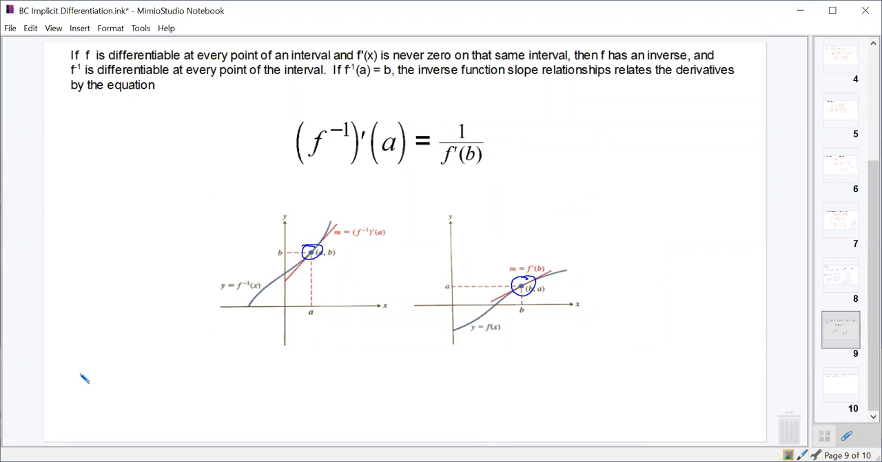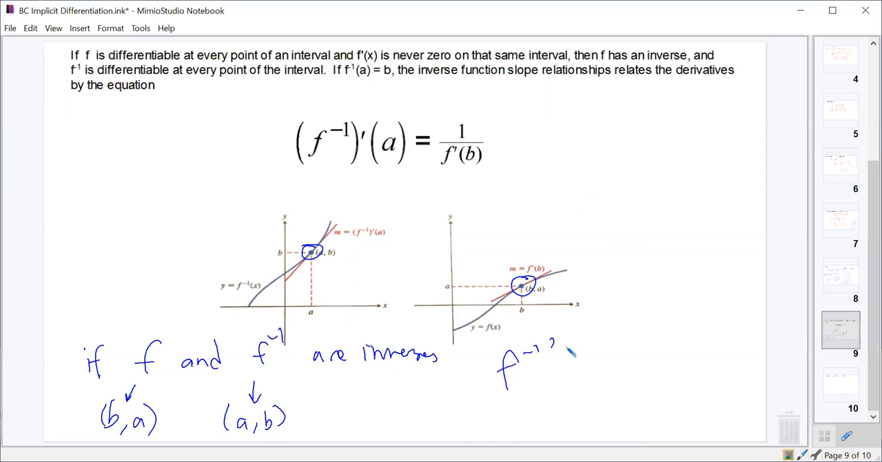So if f and f inverse are inverses of each other, and f contains the point (b, a), and f inverse then would contain the point (a, b), then f inverse prime of a is 1 over f prime of b. Easy enough.